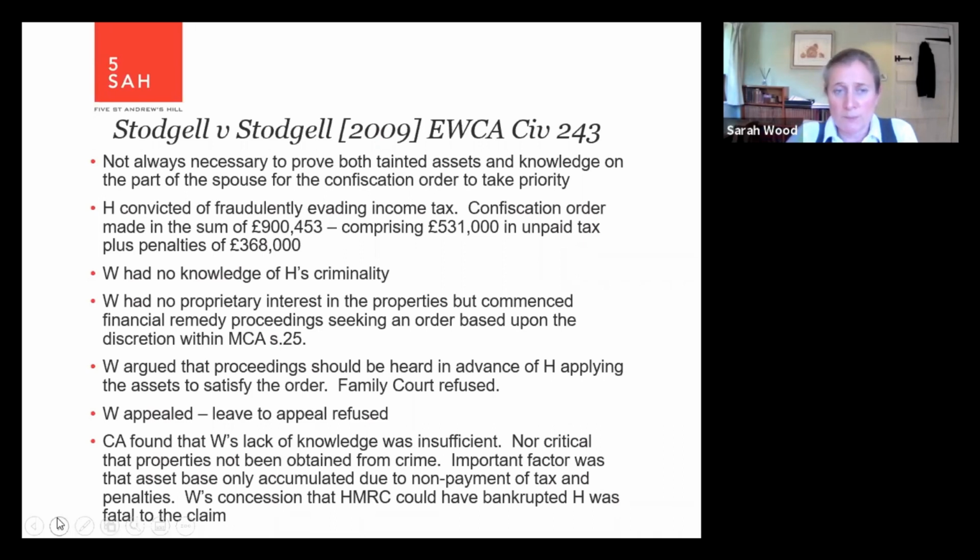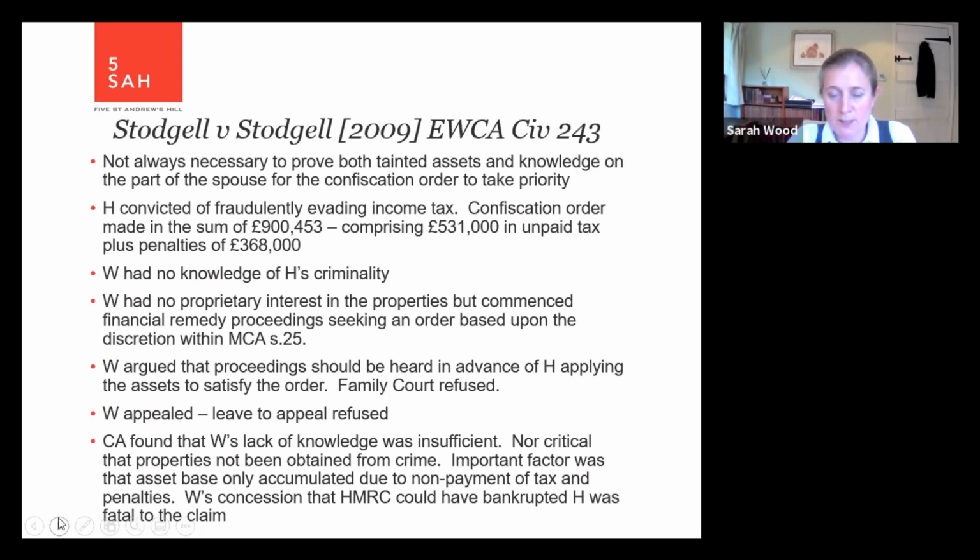In the case of Stodgel, the husband had been convicted of fraudulently evading income tax. The confiscation order was made in the sum of over £900,000, comprising both unpaid tax and penalties. Now, the wife had no knowledge of the husband's criminality, and notably, she had no proprietary interest in the properties, and that was the reason in particular that she had to commence financial remedy proceedings in order to obtain any interest in the properties, and that's why she asked the court in the family proceedings to exercise its discretion under Section 25.